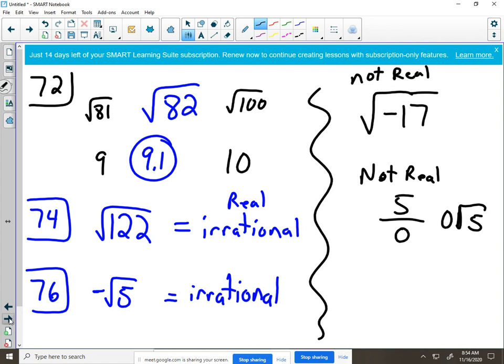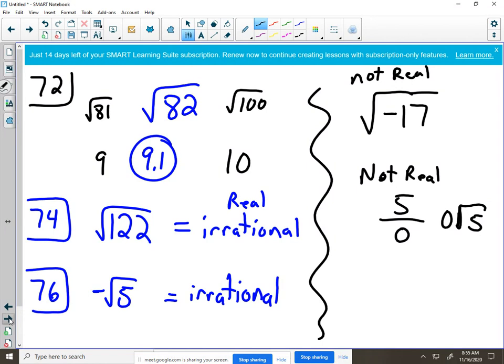So if we get 2 and they say, give me all the names, they're expecting natural numbers, whole numbers, integers, rational numbers. The natural numbers are 1, 2, 3, 4, on to infinity, positive numbers. Whole numbers are 0, 1, 2, 3, 4, on to infinity. So the only difference is that whole numbers include 0. Natural numbers don't.